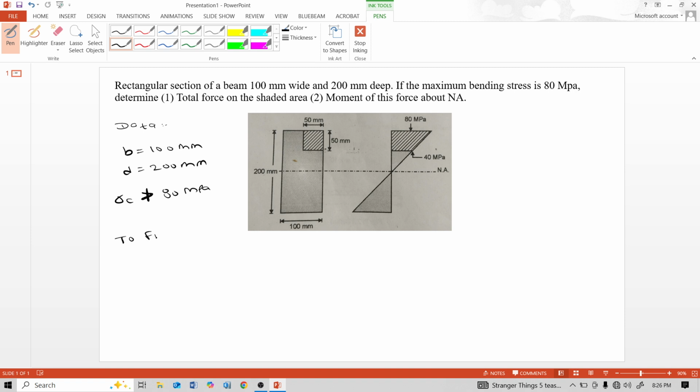And to find: the total force on the shaded area, F, and second, the moment of this force about the neutral axis, M.